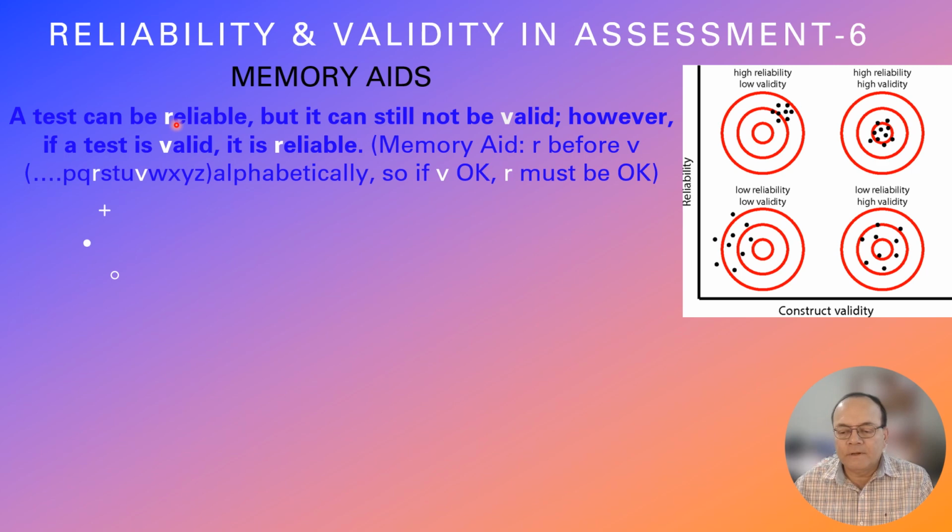So a test can be reliable but not valid. But because V is senior to R, if a test is valid, it must be reliable. Memory aid: R before V, P, Q, R, S, T in the alphabet. So if V is okay, R must be okay. So V overrides R. So just remember, if a test is valid, it must be reliable. However, reliable tests may or may not be valid.